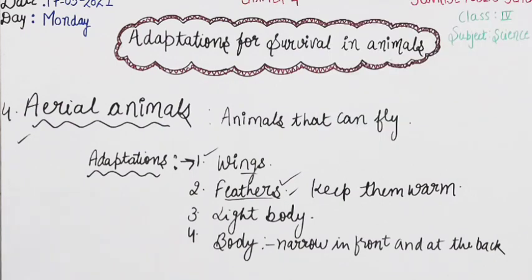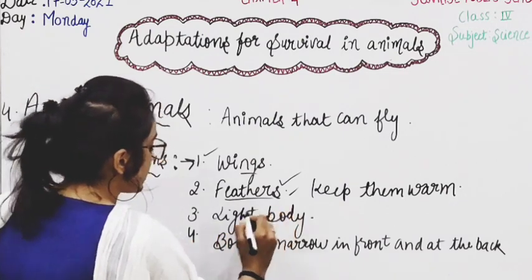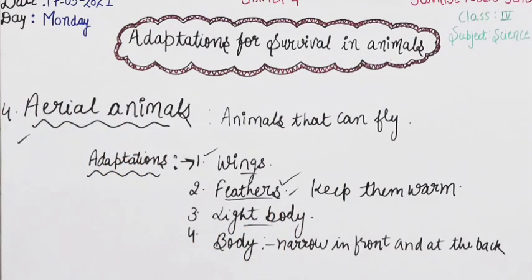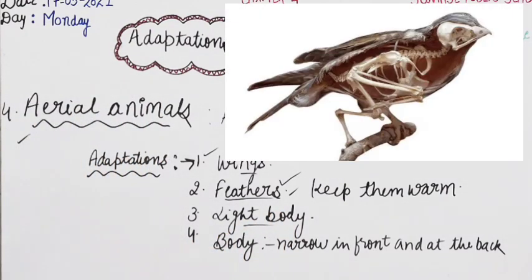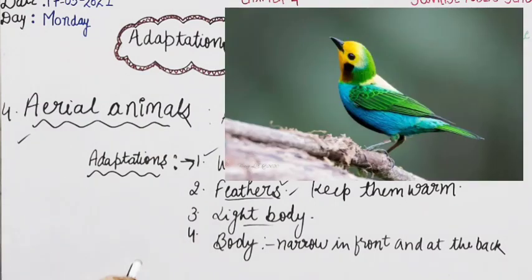Their body is very light because they have hollow bones. Their body is narrow at the front and at the back, and broad in the middle. This shape helps them to cut through the air and fly easily.